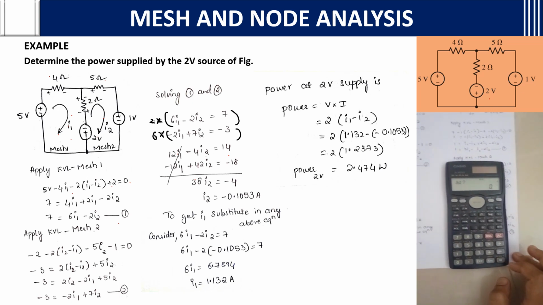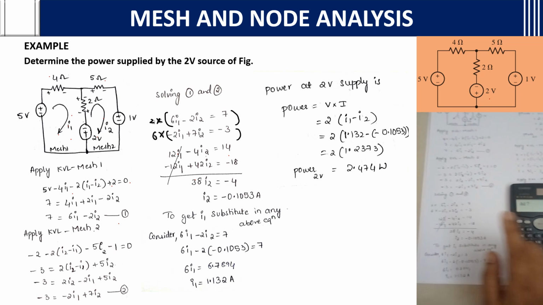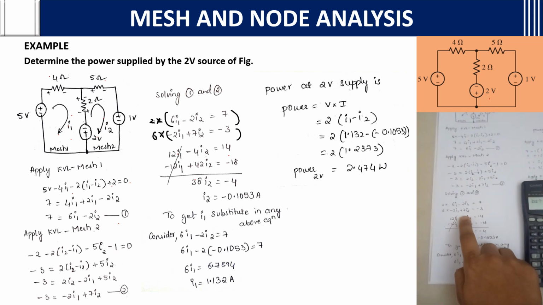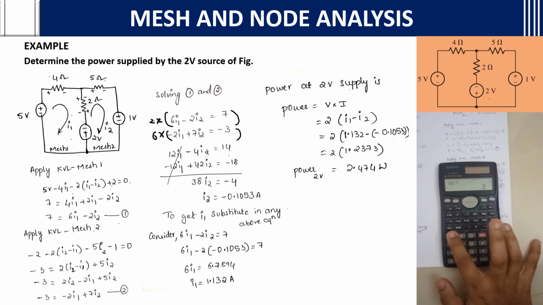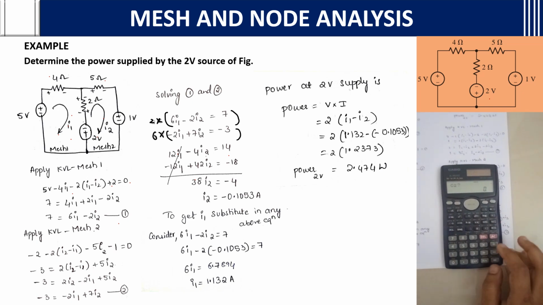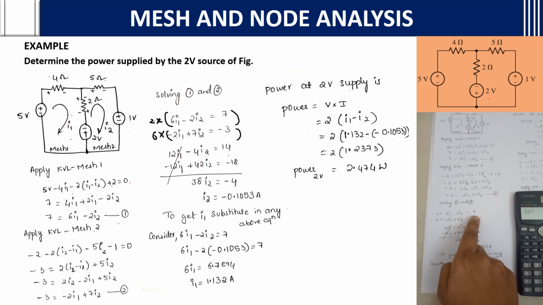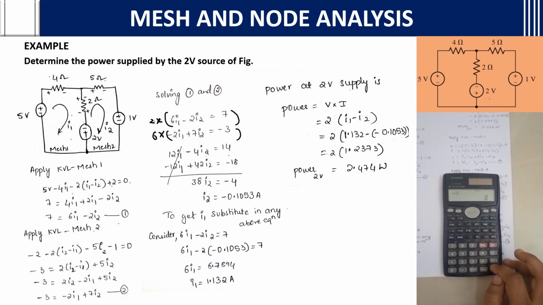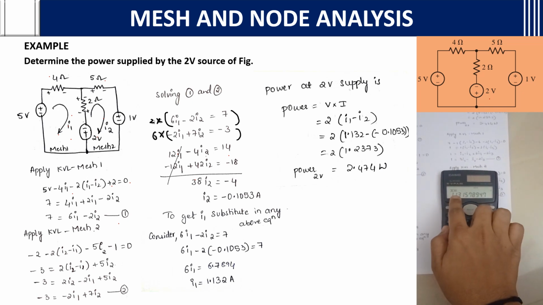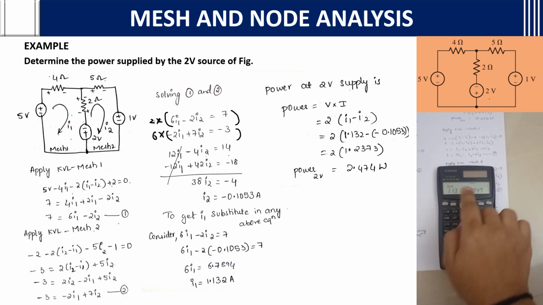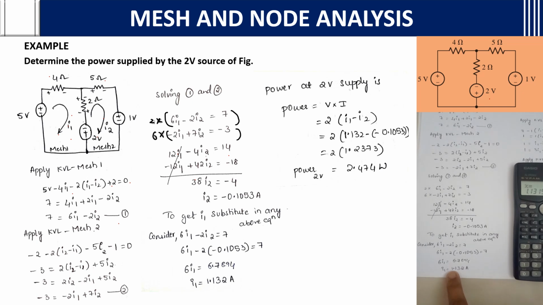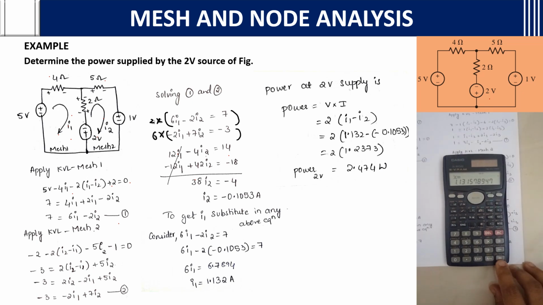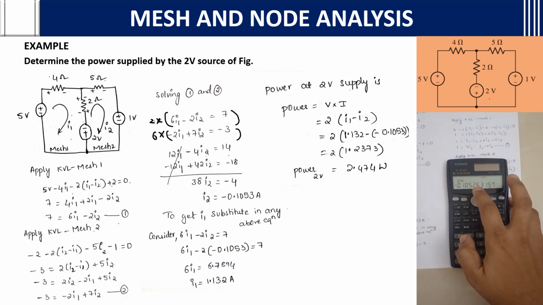Again equals, A2. Second equation. Minus 2. B2, 7. Then C2. What is C2? Minus 3. Equals, if you press, you'll get I1 as 1.1315. See, I1 as 1.1315, nothing but 1.132.